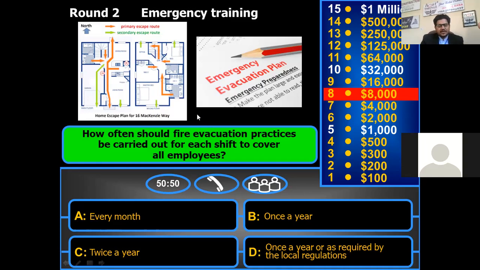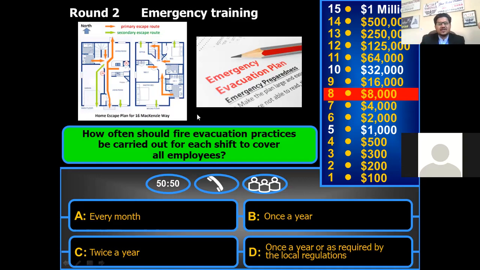Now, basically this every month means this is your best practice, or you thought it should be done on a monthly basis, or some companies can think it should be done even on a weekly basis, or maybe on a quarterly basis, or biannual. But what the law says, once a year as required by the local regulations. So the right answer would be D actually, because it is more logical.